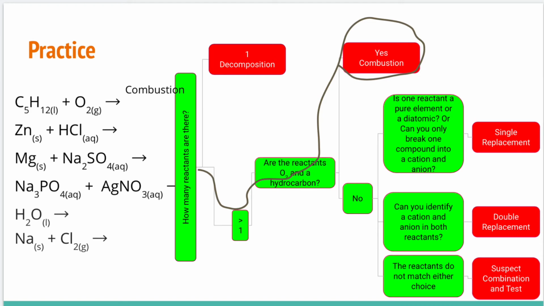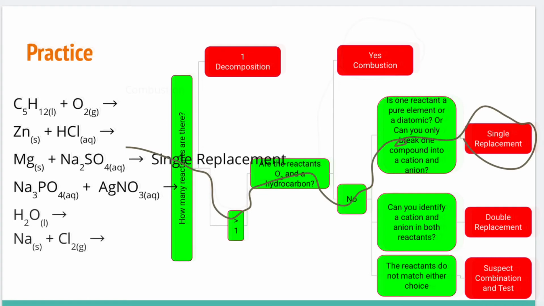In this second reaction, we can see, again, there was more than one reactant. The reactants were not oxygen and a hydrocarbon. However, if we look at the zinc metal, we can see that one of the reactants was a pure element. Therefore, we're going to conclude that it was a single replacement reaction. Now, why don't you pause the video and try to work through the next series of examples.